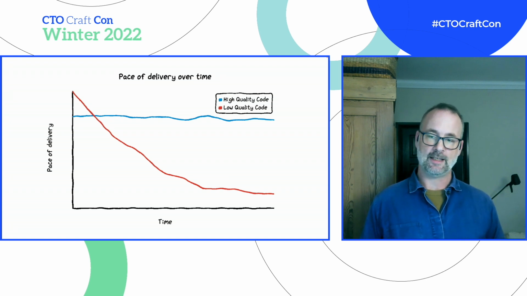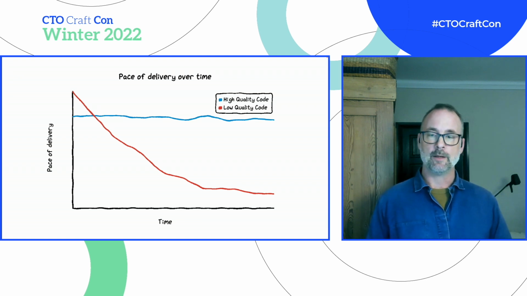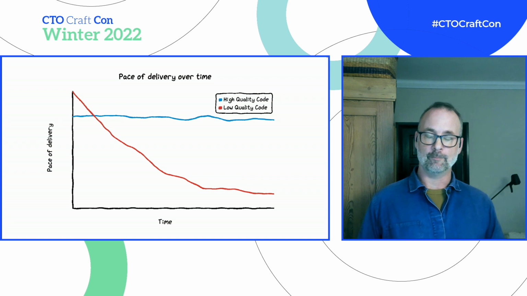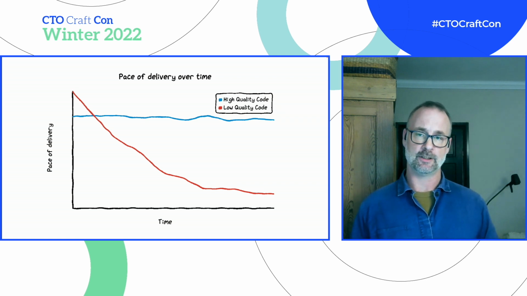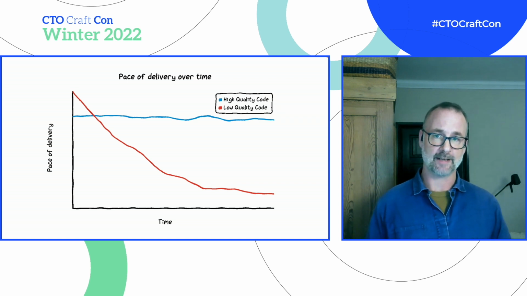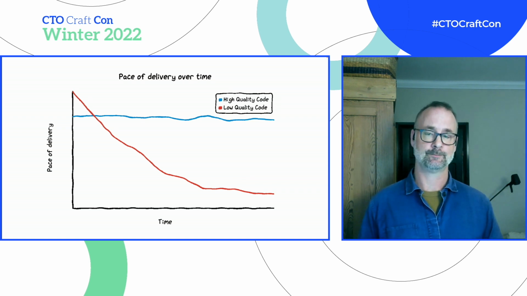Now, I've not put any units on these graphs, but in my experience, that point where it crosses over, where it becomes more productive to work on high quality code than low quality code, happens very early on in your work, much earlier than you expect. Typically minutes or hours or days, definitely sooner than months or years.